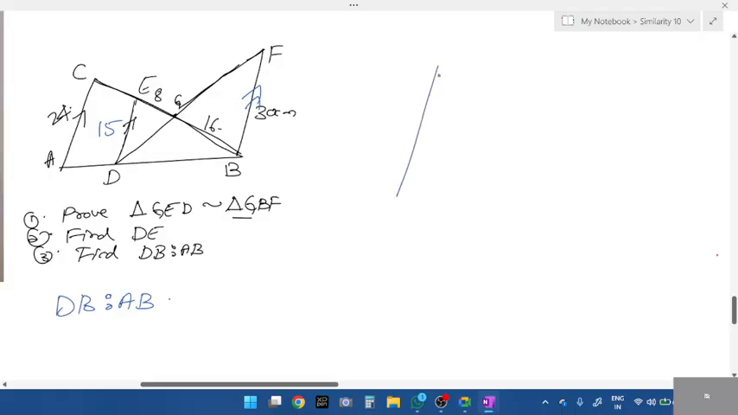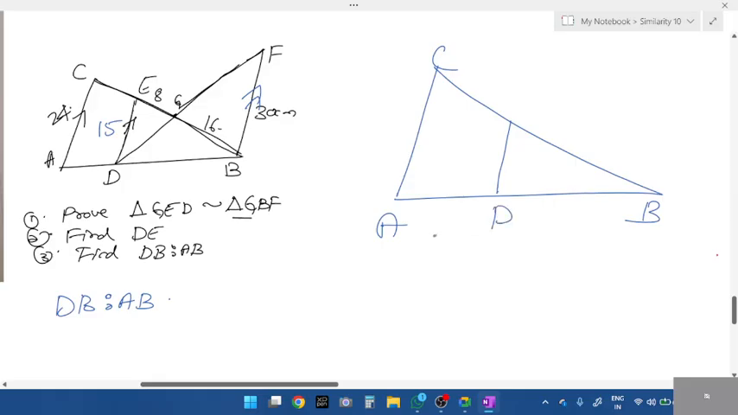Very good. Triangle ACB, right? Take it separately, students. ACB. Can you see in this DB is given? Respond all of you. Which two lines are parallel here? Which two lines are parallel?